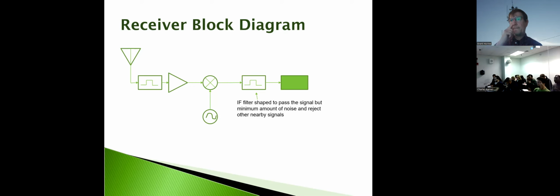Okay. All right. So this filter, we call it the IF filter. IF is short for intermediate frequency, and it's going to select only your signal, and any noise and interference outside of the spectrum that your signal occupies will be rejected, ideally.